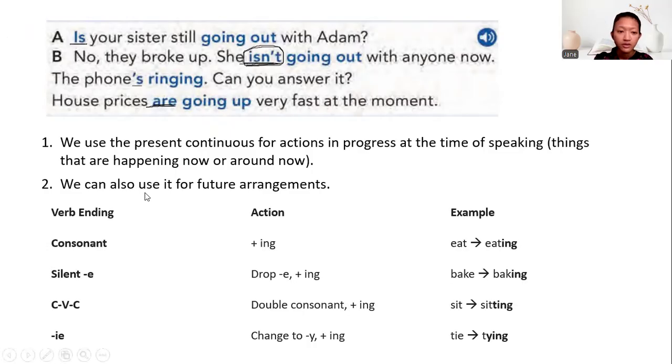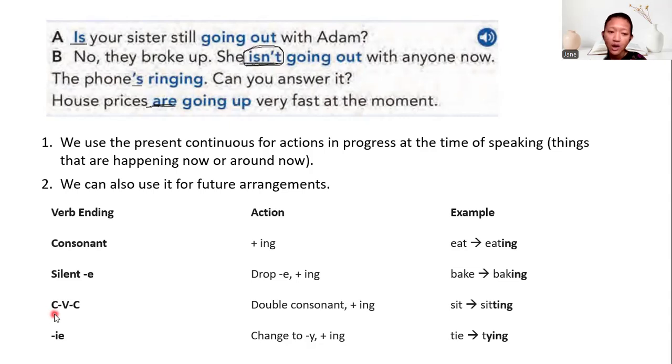Now, there are some spelling rules. So if it is a normal verb ending in a consonant, then we just add ing. But if we have a silent e, then drop e, like bake. So it will become B-A-K-I-N-G. So we retain the original pronunciation.